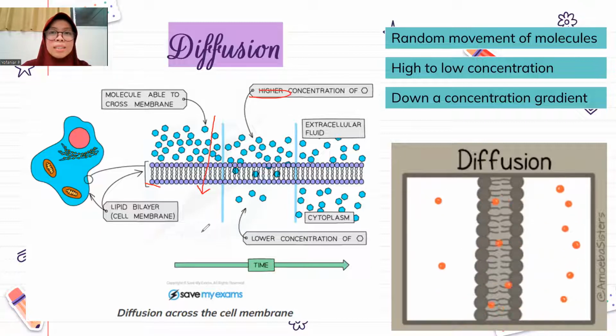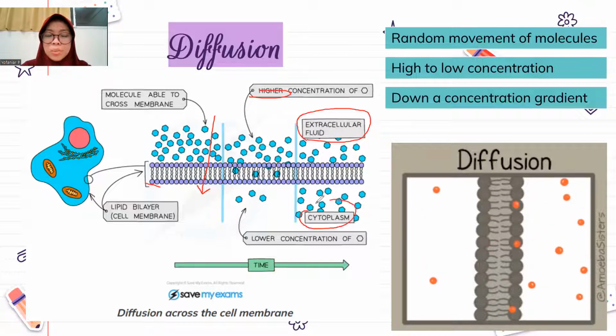How can I decide whether this is outside or inside? This is the key: extracellular fluid. Extra means it is outside of the cell. Meanwhile, for this side, because we have the cytoplasm here, of course, it is located inside of the cell, right? So this is the outside, and this one is the inside of the cell. Because the outside has a higher concentration, with more particles present, these particles will diffuse into the cell. Let's continue.